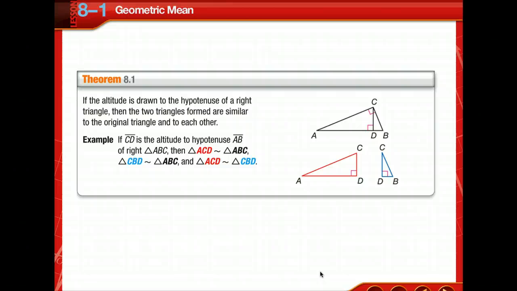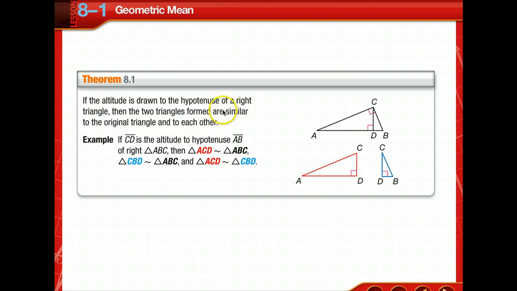So in a right triangle, an altitude, so here's an altitude, is drawn from the vertex of the right angle, notice here, vertex of the right angle, to the hypotenuse. Hypotenuse is the side opposite the right angle, and it forms two additional right triangles. Both of those are right. So these right triangles share a special relationship, and that's what we're talking about in Theorem 8.1.